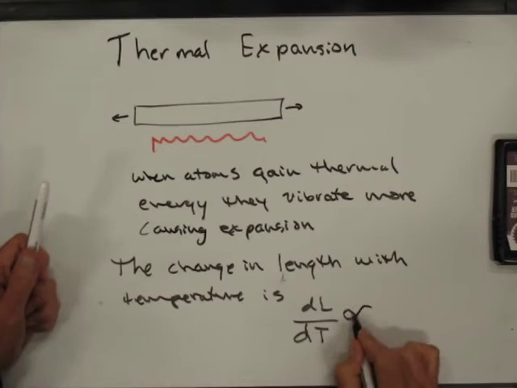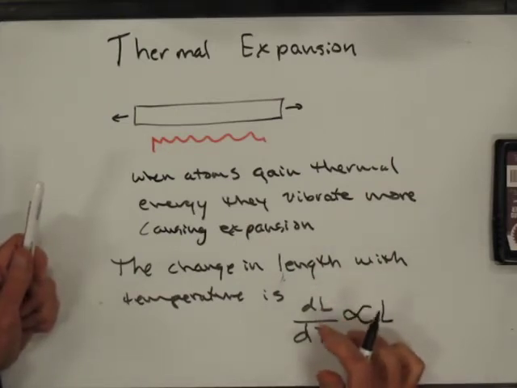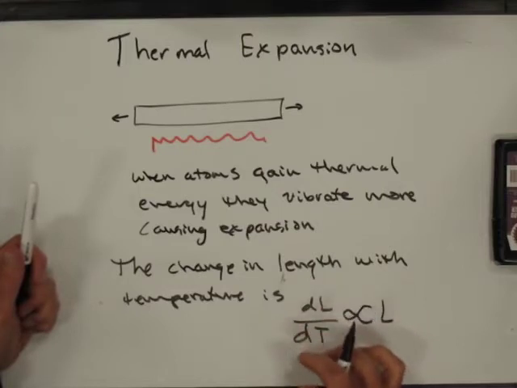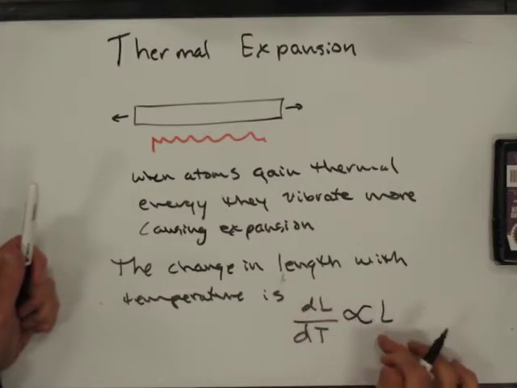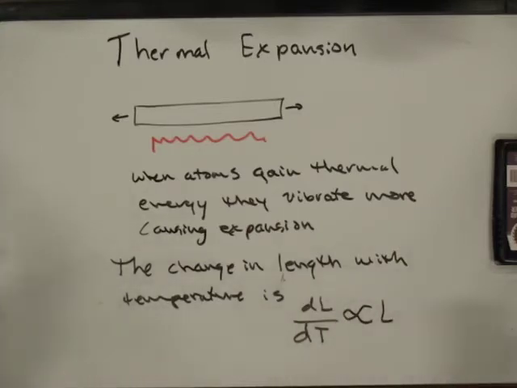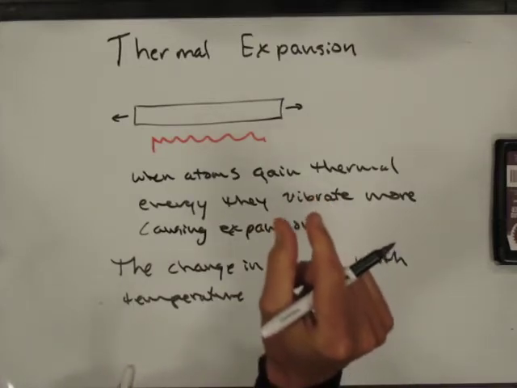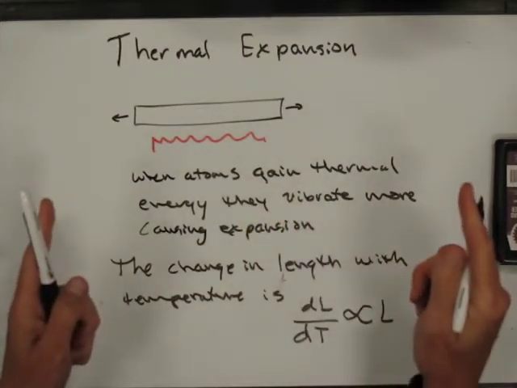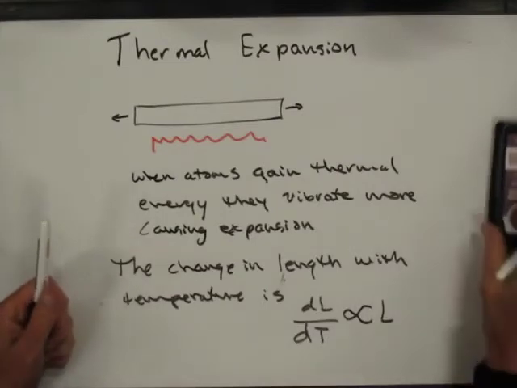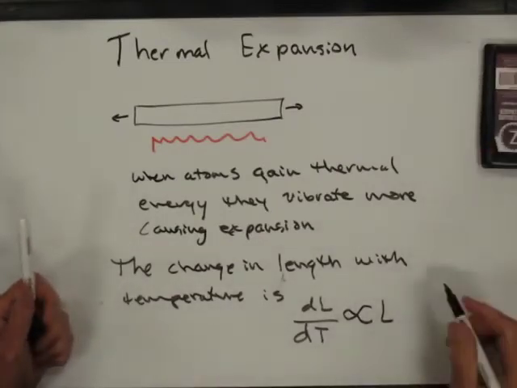I would write it this way, is proportional to the length. This is dL/dT, the change in length with respect to a change in temperature, is proportional to how long it is. Hopefully this makes common sense. How much expansion you get depends on how long the object is. An object that's really short isn't going to have much expansion. An object that's really long is going to have more expansion, assuming they're made out of the same material.